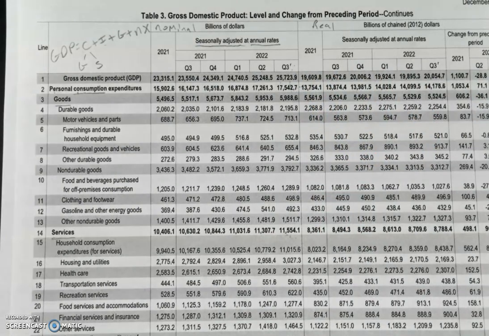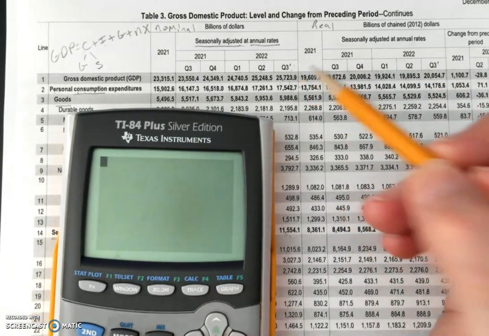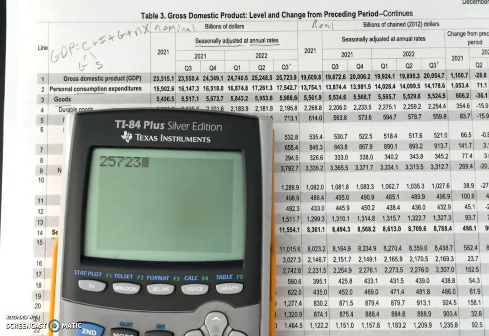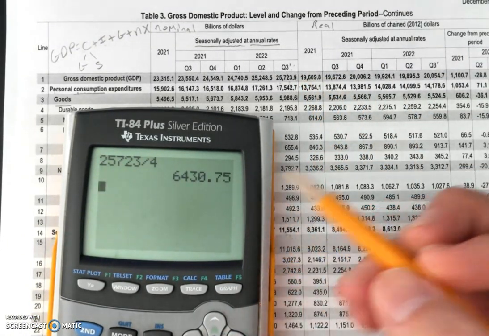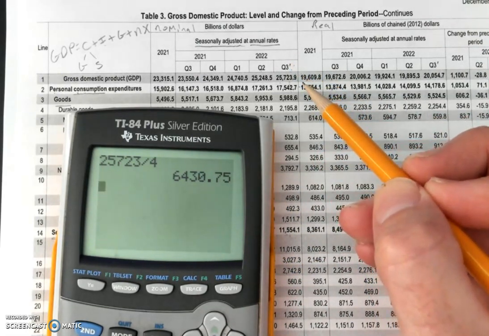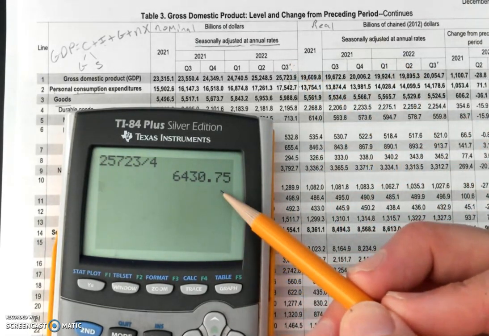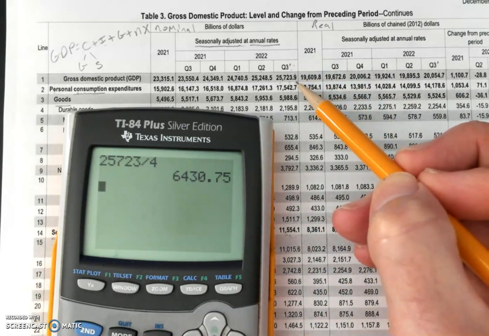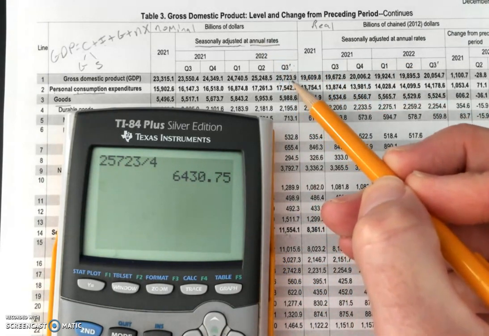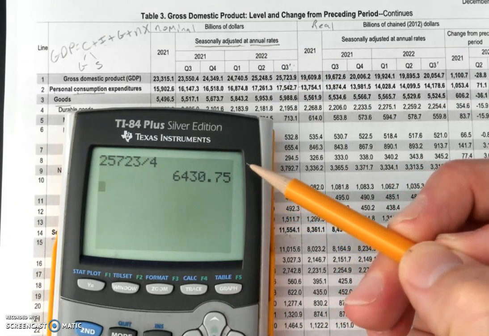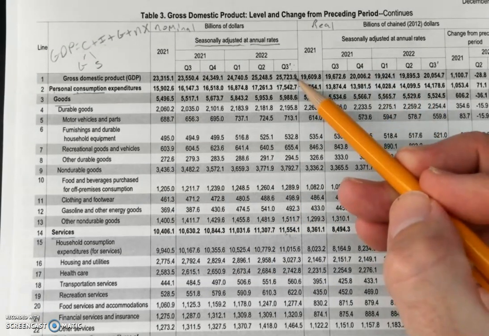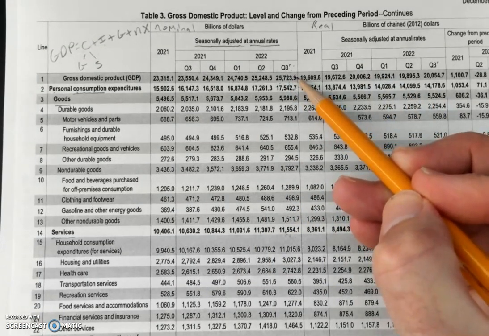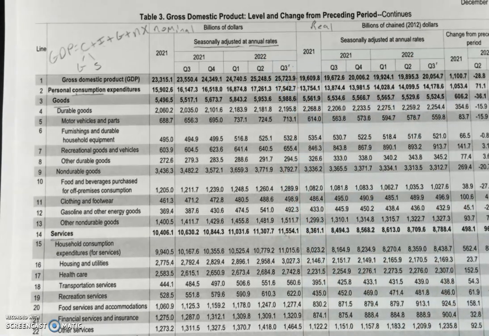So we could de-annualize that and take 25,723 and divide that by 4. And that would give us the actual GDP in quarter 3 of 2022. So the actual GDP was 6,430. Multiply that by 4, and we get an annual rate of 25,723. So if you were asked, what was quarter 3 GDP, it would be 1/4 of this number because it's annualized.